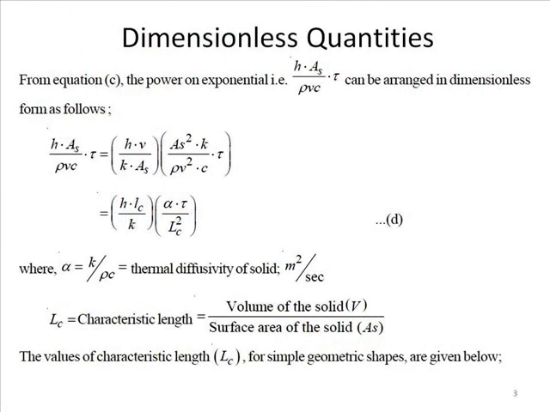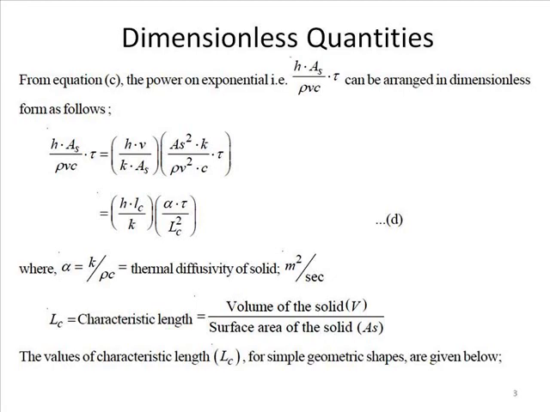So in the lump capacity analysis, we had discussed that theta by theta i, that is equals to T minus Ta divided by Ti minus Ta, that is equals to e raised to minus hA divided by rho Vc into tau. That equation we had derived, and it is available in the previous video link shown in the description box. Now we want to introduce two dimensionless numbers.